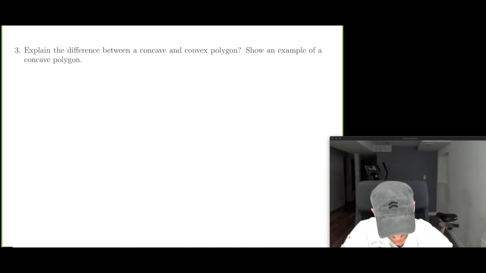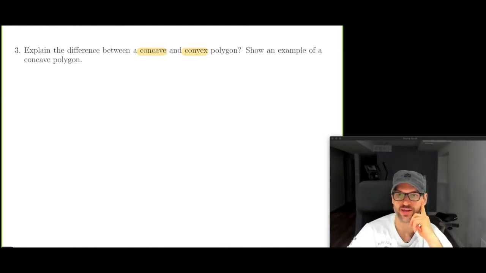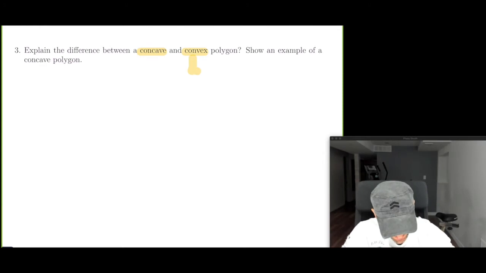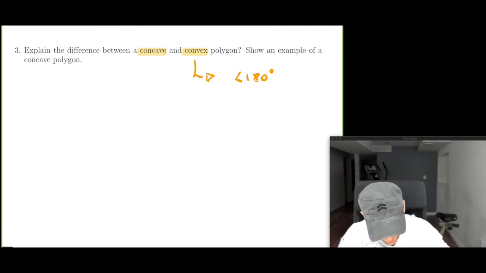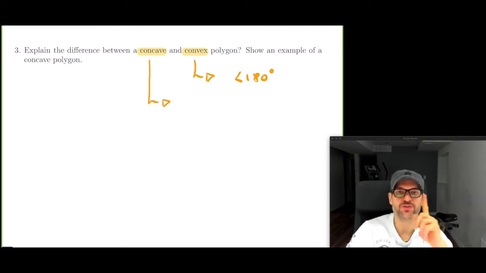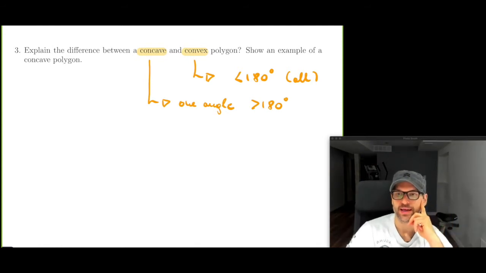For concave and convex polygons, I'm going to put a link to the video on polygons and relationships there. First, convex polygons: you may remember this means that every single angle was less than 180 degrees. So all the angles were less than 180 degrees. For concave, the difference is that at least one angle is more than 180 degrees. And so that's what you would have.